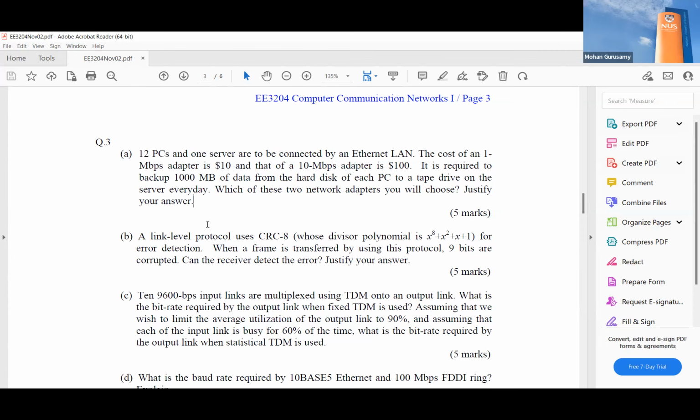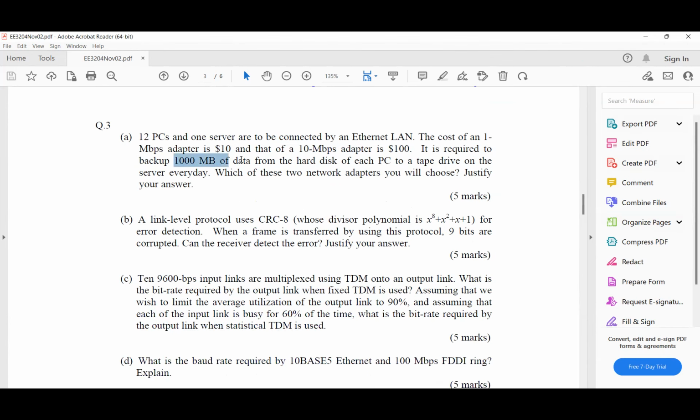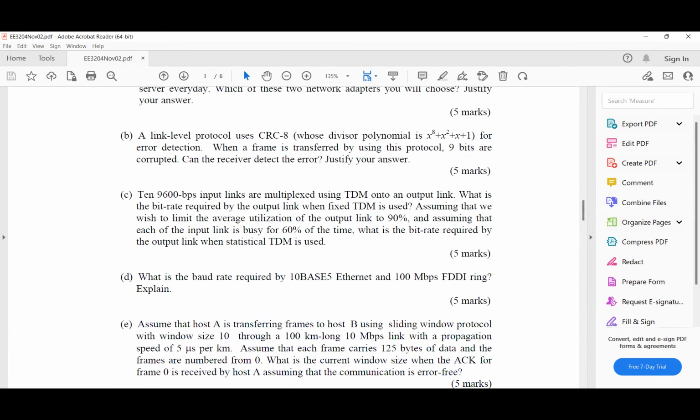Okay. Is that clear? Oh, yeah. Sorry, I think I got confused with this data part. Okay. Yeah.